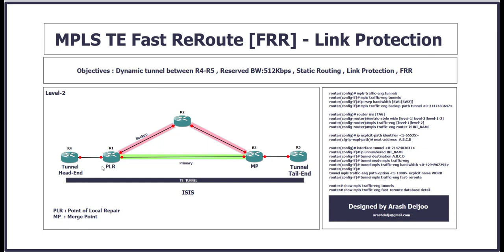Look at here. Here we have the same scenario we saw in the previous picture. You know that here we have a tunnel between router 4 and router 5, and this is the traffic engineering tunnel, and you know that we call it the protected tunnel because we are trying to protect this tunnel.